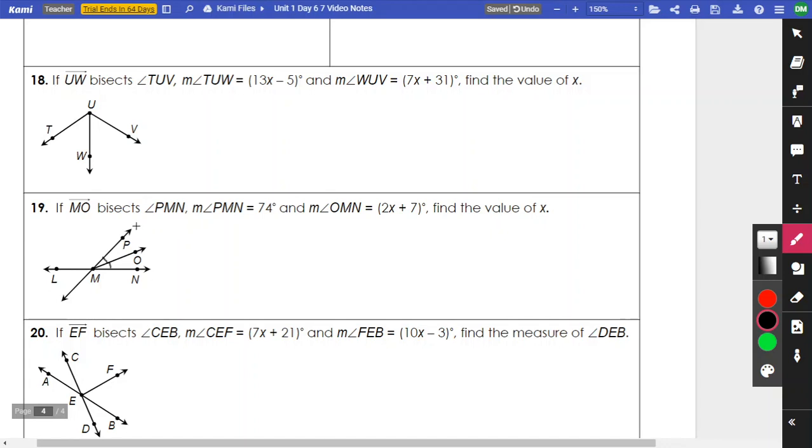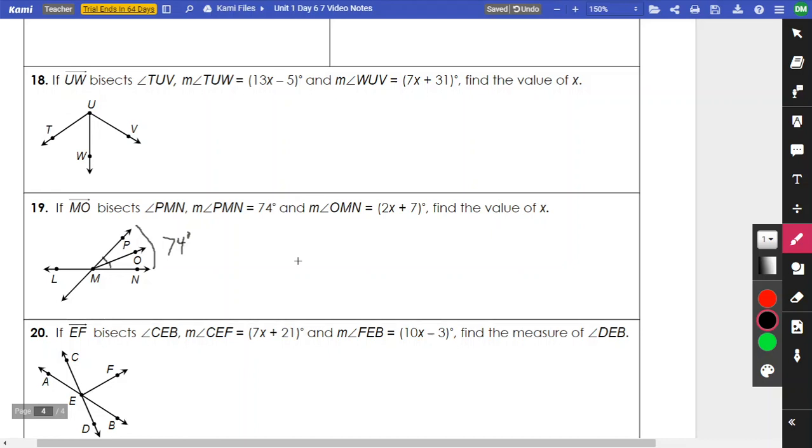And we've got angle PMN is going to be 74 degrees. And then we've got angle OMN, which I don't have much room in there, so I'm not going to type it in there, is 2x plus 7. So what kind of equation could we use here to solve for x?